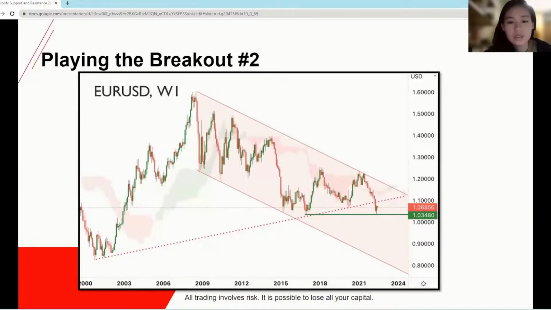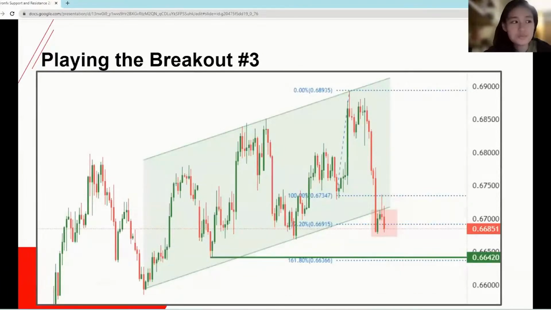Okay, let's take a look at another example. So price recently broke out of our ascending trend channel here. You can see this red highlighted area here is when it broke out.